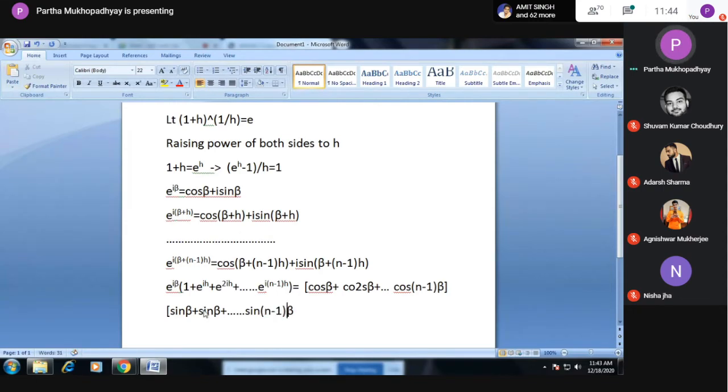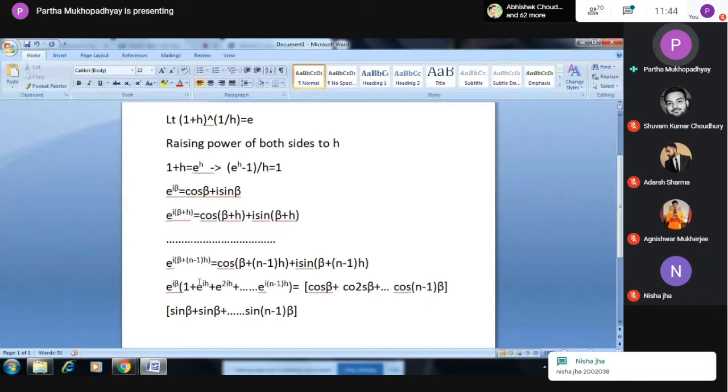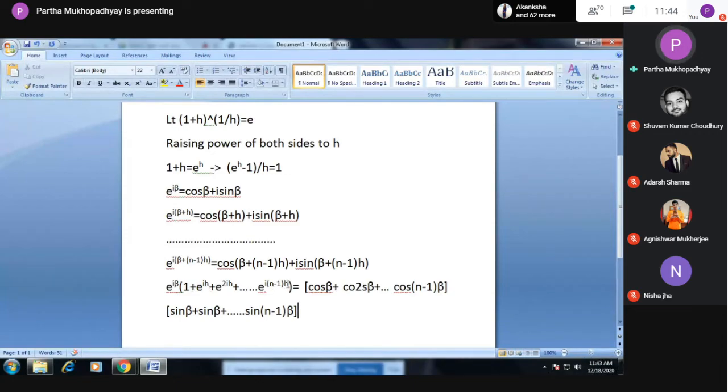This is the thing. Now, this thing you can take as an AP: e to the power ih, e to the power twice ih, up to n terms. So what is the first term? One. What is the common ratio? E to the power ih, so this is a GP series. You can take this thing as a GP series, okay?